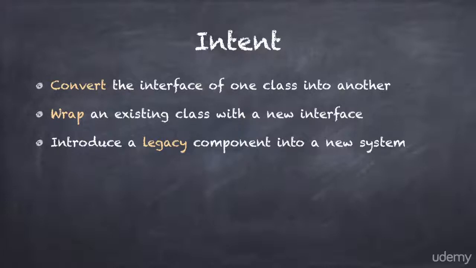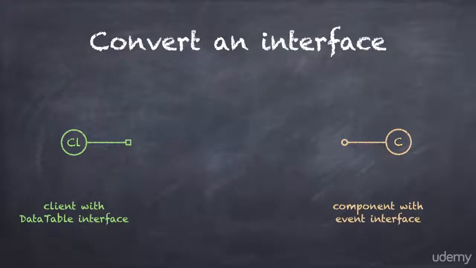Okay, let's go through the points one by one. The main issue here is that you have an off-the-shelf component that offers compelling functionality that you want to introduce in your application. But unfortunately, the component has a non-standard API that is completely incompatible with your application architecture. For example, you might be using data tables everywhere in your application to represent tabular data. You need the component to transform the data, but it can only read and write data using events.